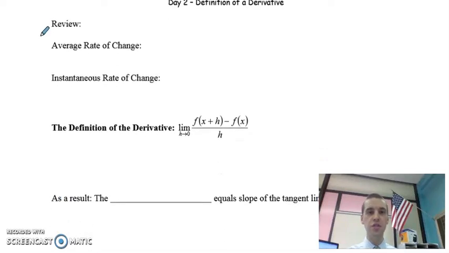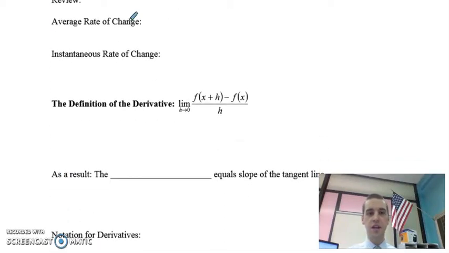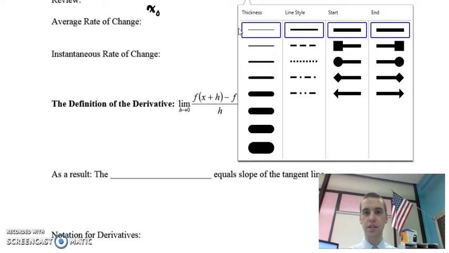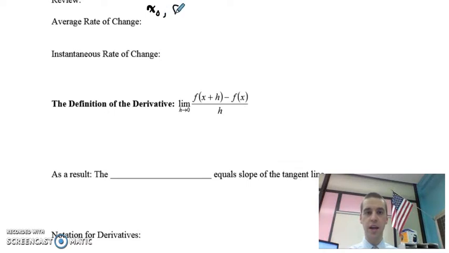Everyone, and welcome to day 2, the definition of a derivative. Just to review, average rate of change, if we have the points x0, f of x0, and x1, and f of x1. So those are our 2 points.